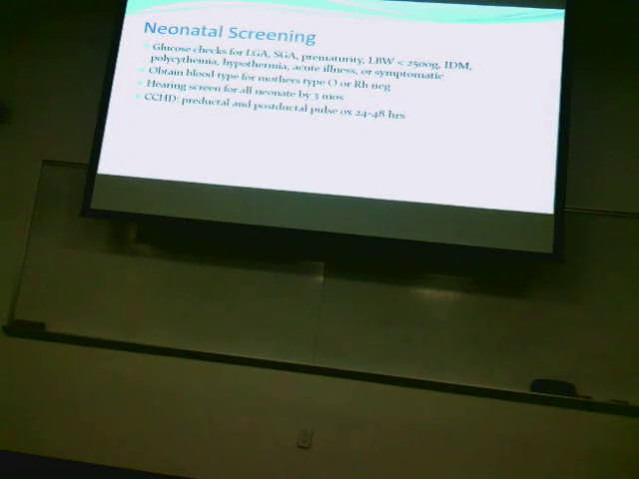Hearing screen, like we mentioned, we do this for all neonates by 3 months of age, and our congenital heart screen, we get pre-ductal and post-ductal oxygen sats after 24 hours, because we want to see what it is after that PDA is closed. So 24 to 48 hours after a day, but before discharge from the hospital.